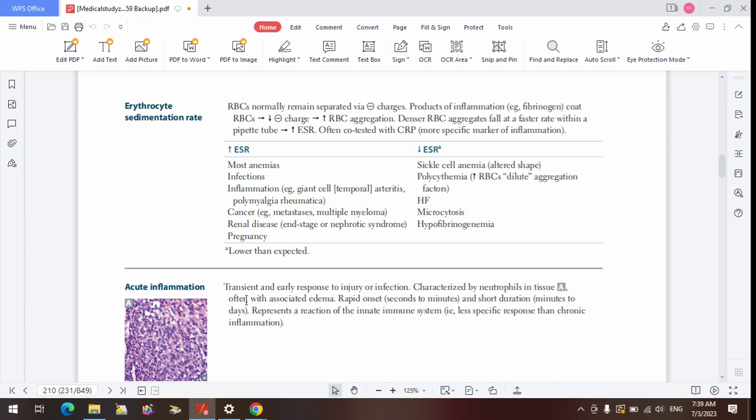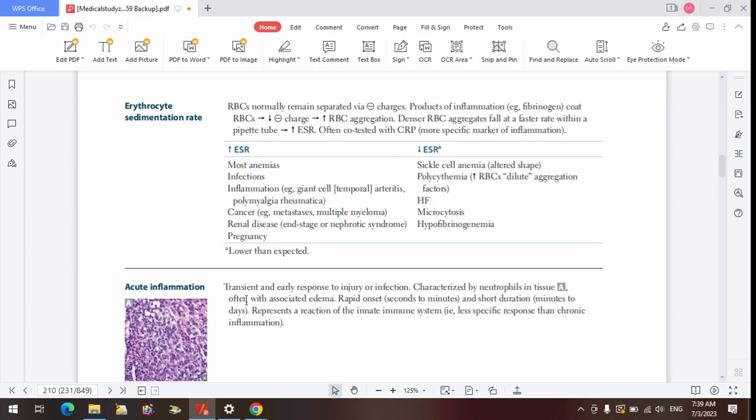But if there's inflammation, there's an increase in production of some of those positive acute phase reactants like fibrinogen. Fibrinogen will be able to bind to those negative charges and neutralize them. So in the absence of those charges, the red blood cells will be able to come together, assisted by this fibrinogen. They aggregate, they are denser, and they will fall at a high rate.